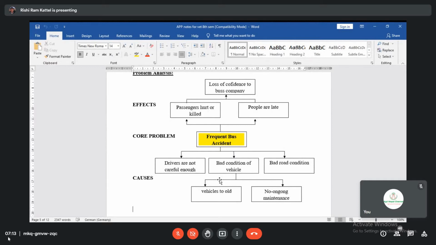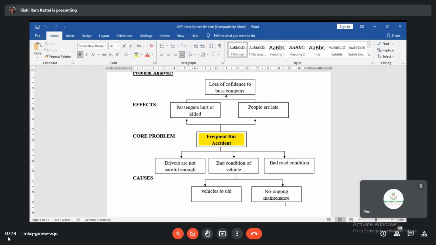Okay, then you have to find out other sub causes for no ongoing. Why no ongoing? There is no supervision by government or authority, and it needs lots of money for maintenance, or owners are negligent about maintenance. These are some sub causes also.